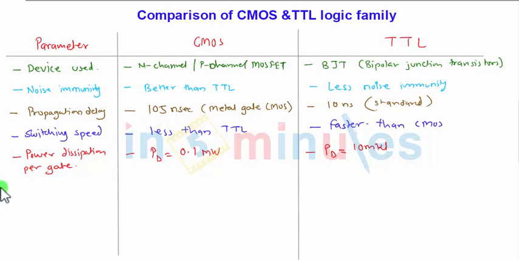The next point is fan out. Now we all know what fan out is. Fan out is the driving capacity from the output side, how many gates a CMOS gate can drive, that is called the fan out. So it is typically 50 for the CMOS family, and for TTL it is only 10.